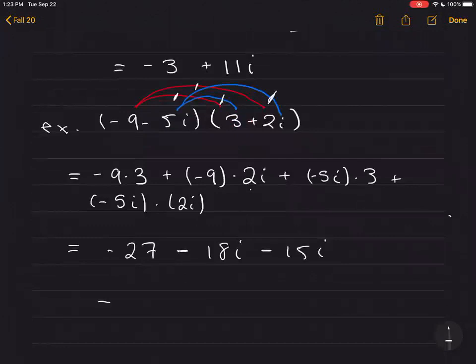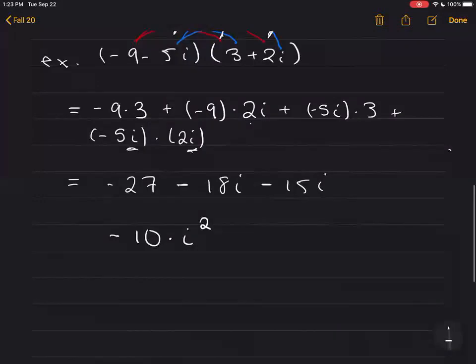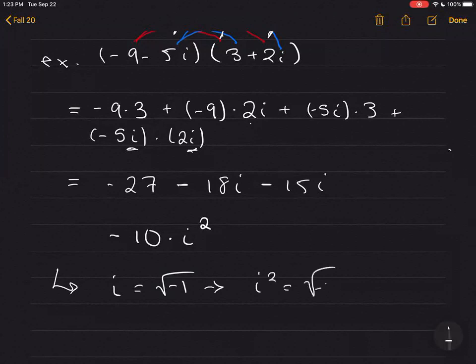Plus, and here's where it gets a little tricky, because we've got this -5 times 2, so that's going to be not plus, minus 10, and then we've got this i times this i, so then we have i squared. All right, but now here's the thing about i squared. Remember that i is equal to the square root of -1. So if we square both sides, we get i squared equals the square root of -1 squared, which will just pop out to be -1.